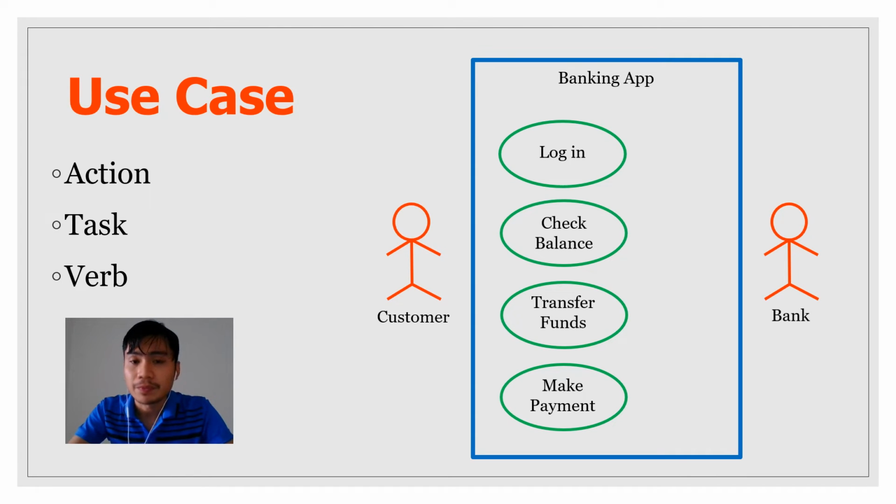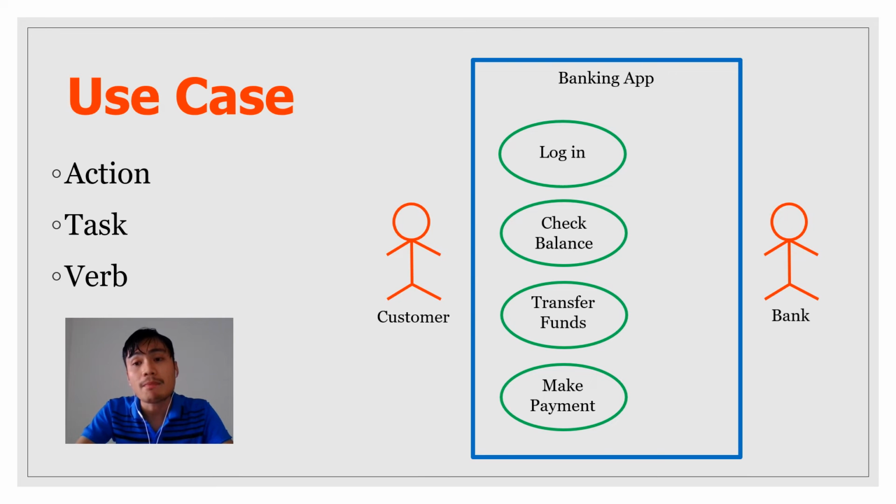You have to put check balance so that the customer will understand, oh, check balance. Put the proper name, like transfer fund. Don't just put transfer. You have to put transfer fund, right? And then the last one, make payment. So these are all the use cases that help the customer interact with the system. So now you have the system, the blue one, you have the actor, the orange ones, and then you have the use case, the oval one, right?